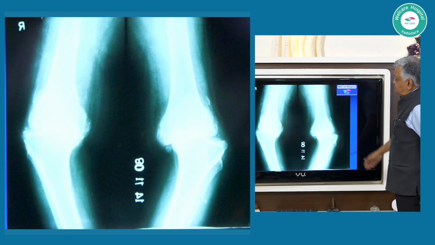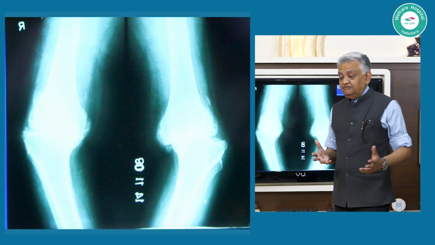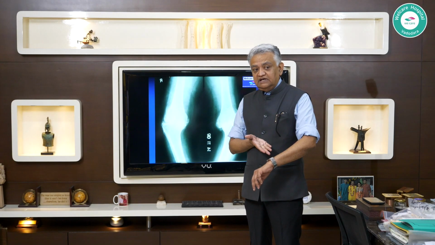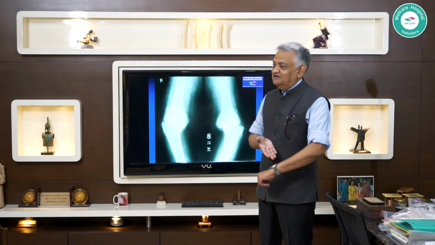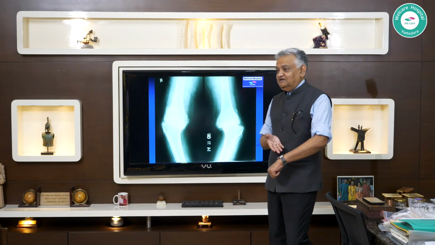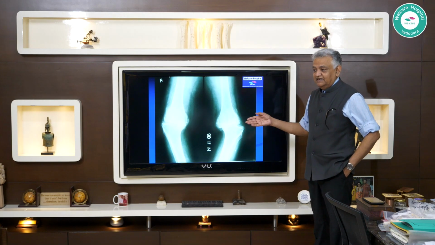So how to do severe, you can see how much expansion happens. We have not moved, I think we are almost exhausting our timeline for the morning lecture, and we have not moved beyond just the AP view. अभी तो lateral देखा भी नहीं है.